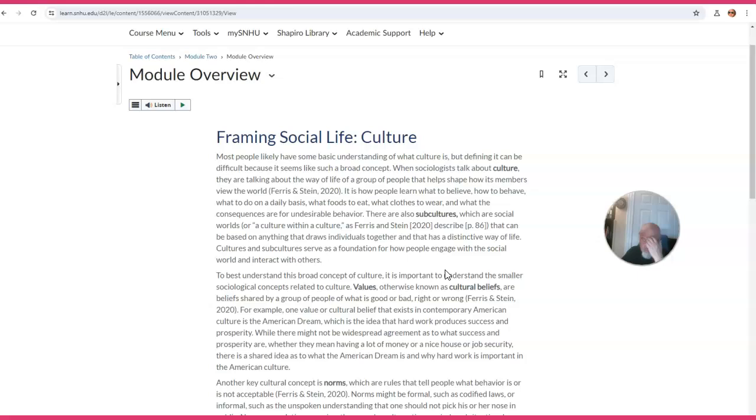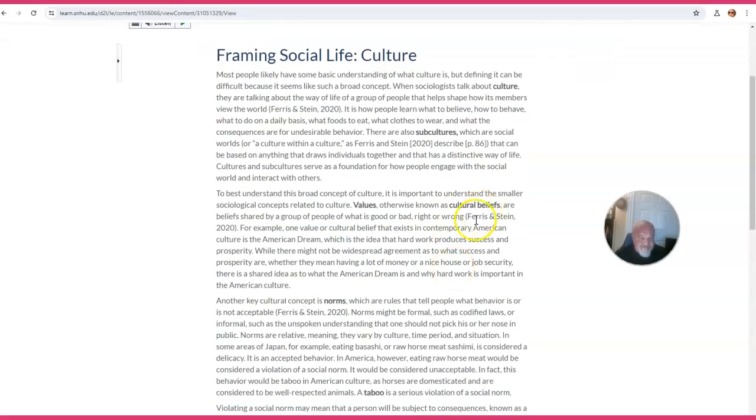In Module 2, we look at a concept that you may have heard of before, the word culture. When sociologists talk about culture, they're talking about the way of life of a group of people. For example, in the United States, we have a wage-based economy, we value individuality and personal merit. Those are values, cultural beliefs. What's considered good, important, correct.